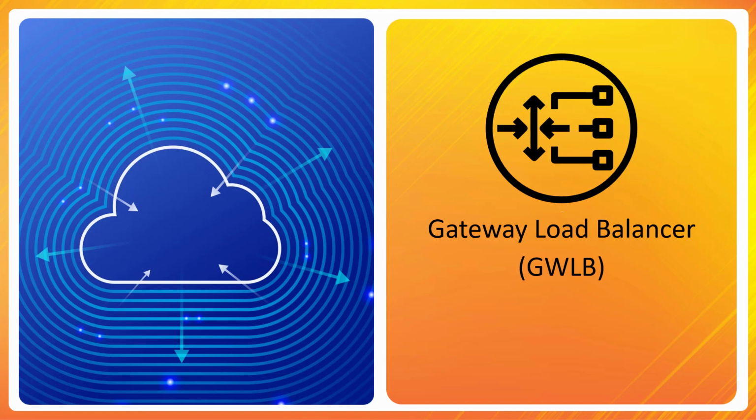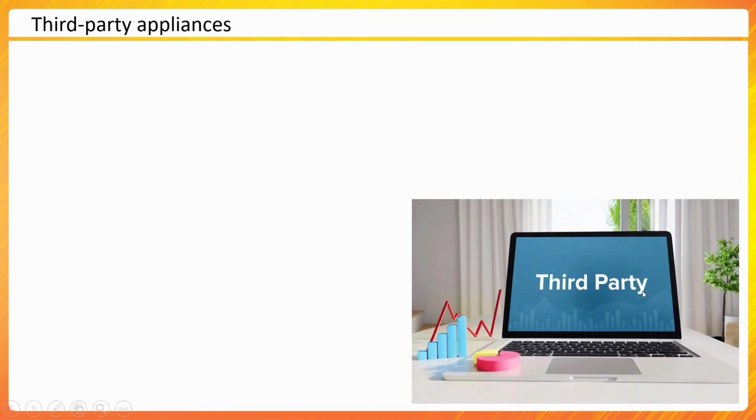I hope by now you have a better understanding of the different types of load balancer. Let's focus on the last type of load balancer, which is called Gateway Load Balancer. This is a very specific use case, and it can be a very useful way of implementing some third-party appliances into AWS. So the question comes, what are these third-party appliances?